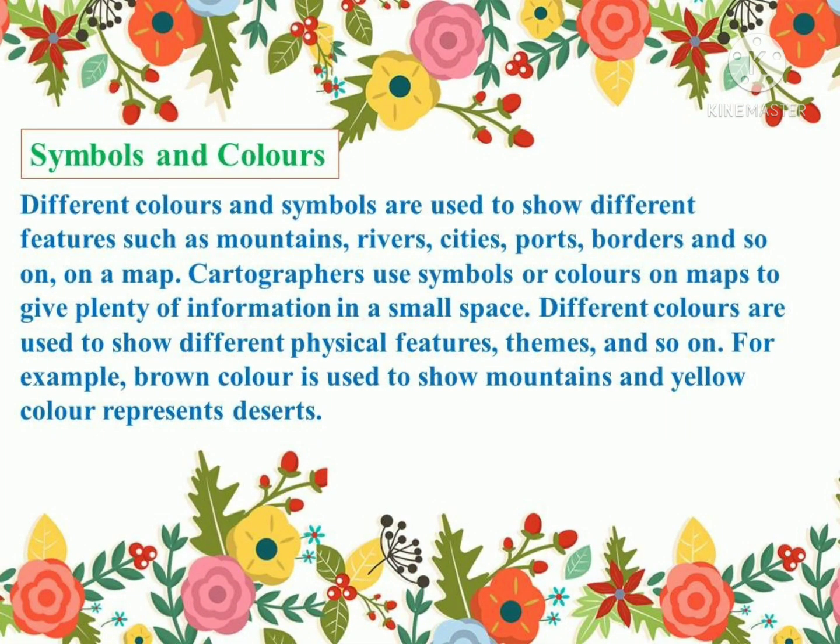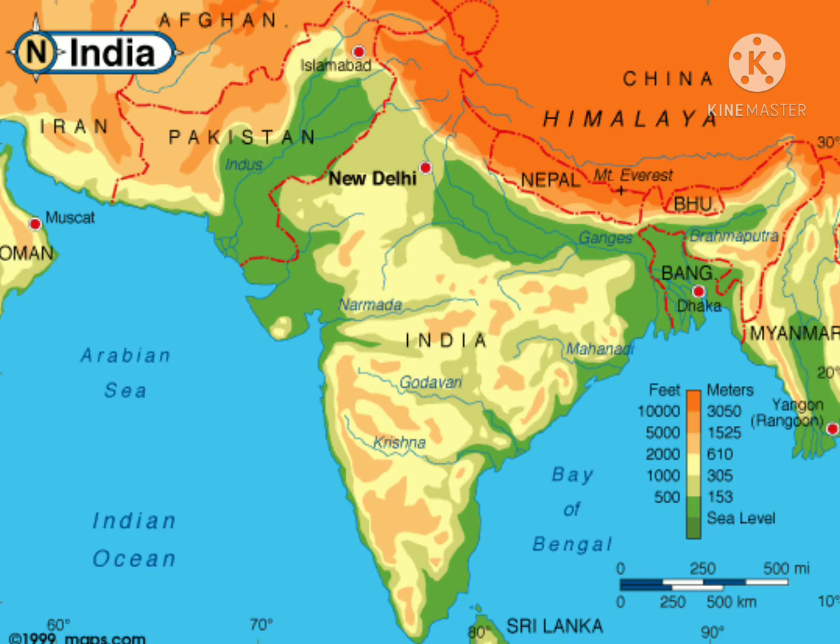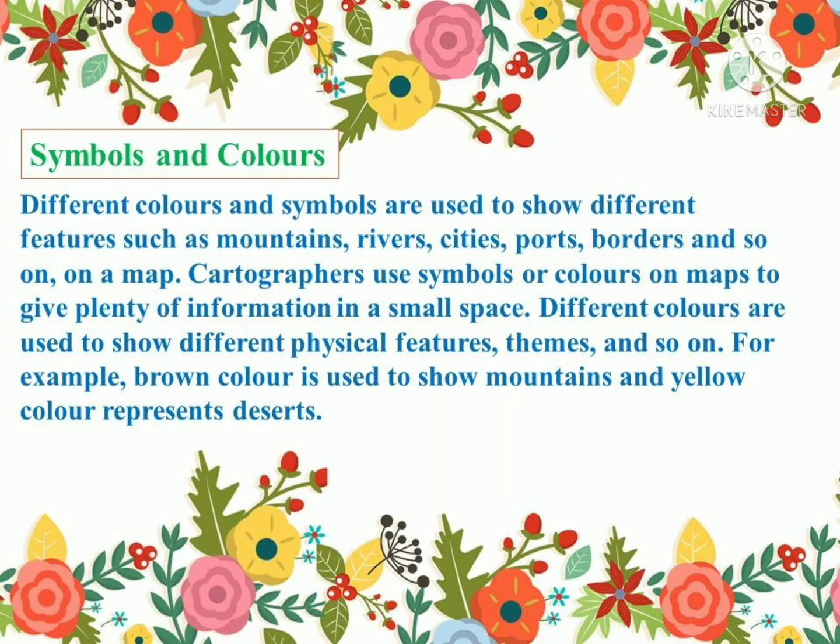Our next feature is symbols and colors. As you can see in the picture, the Himalayas or the mountains are shown by the brown color and the plains are shown by the green color. So this is how different colors and symbols are used to show different features such as mountains, rivers, or cities. Cartographers, the people who make maps, use symbols or colors on maps to give plenty of information in a small space.